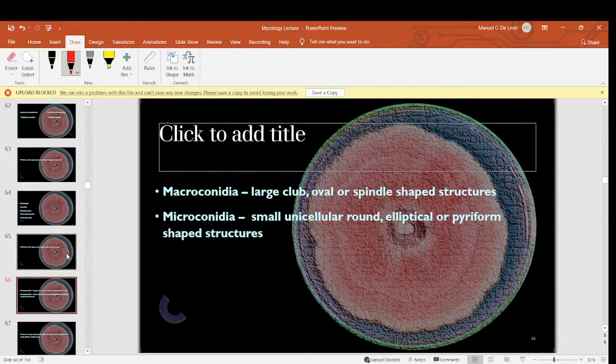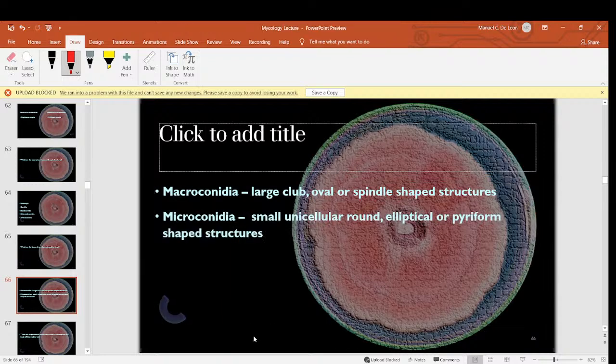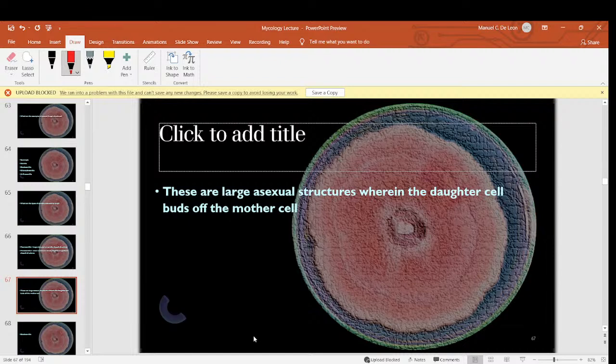What else? Spindle shape, another one. Unicellular and elliptical. It depends on the organism whether it's round, elliptical, or pyriform. But most of the time, they are unicellular when found in the mycelial wall or mycelial structure or the hyphal structure, if you want to look at it on the microscope one by one.